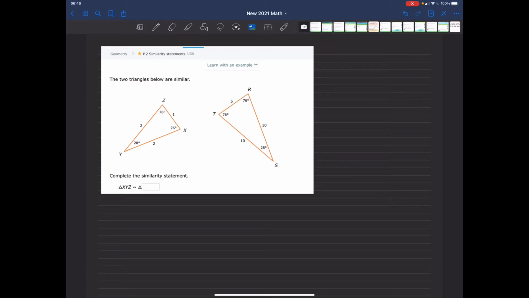So we have to find the corresponding angles to XYZ. And in this case, it's pretty simple because everything is marked with a degree measure or a length. So I'm just going to talk about angles. So initially, I have that angle X is equivalent to angle R. So that's going to be angle X is similar to angle R, or congruent, excuse me.